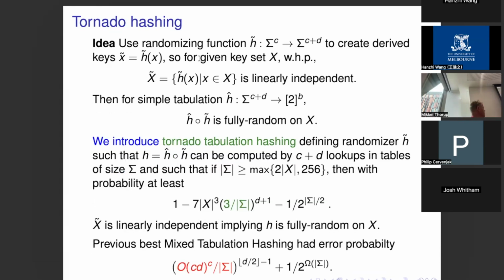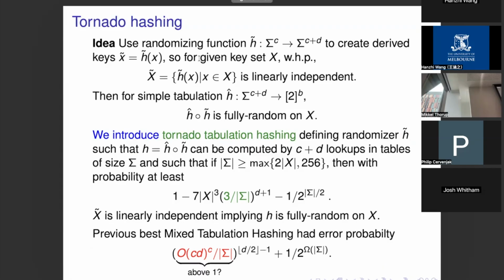I should say there was some previous work which had this kind of time bound. And in theory that works, but in practice, this thing tends to be bigger than 1, and then it's not very useful. Then you get an error probability that's bigger than 1. You can't really use that for anything.